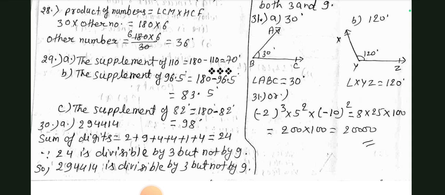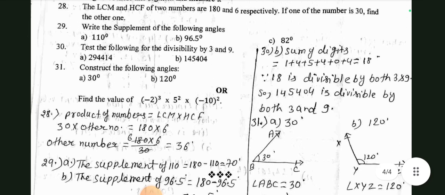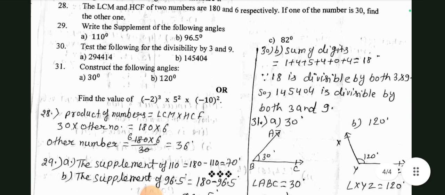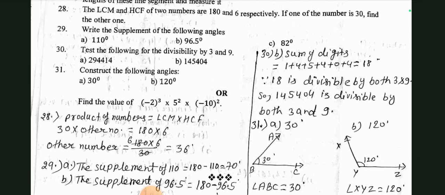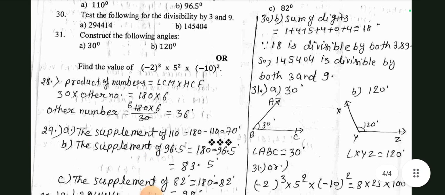Question 30, the number given is 2,94,414, the sum of its digits is 24, and since 24 is divisible by 3 but not by 9, the given number is also divisible by 3 but not by 9. For the next number, the sum of digits is 18, and 18 is divisible by both 3 and 9, so the number 1,45,404 is divisible by both 3 and 9.